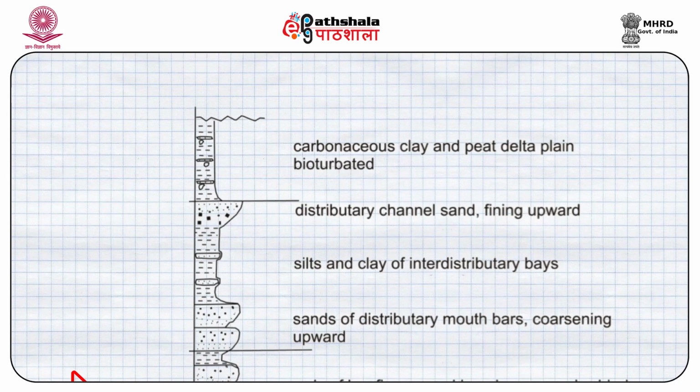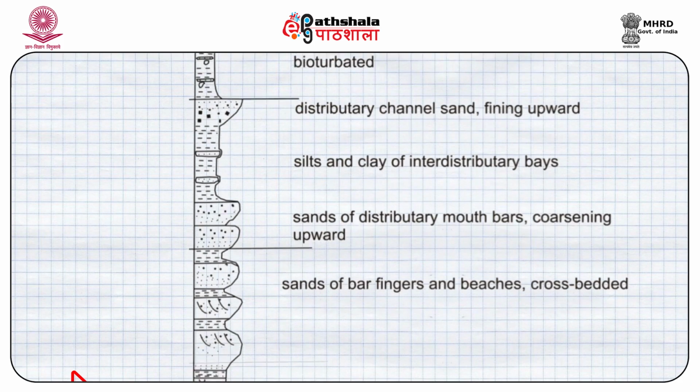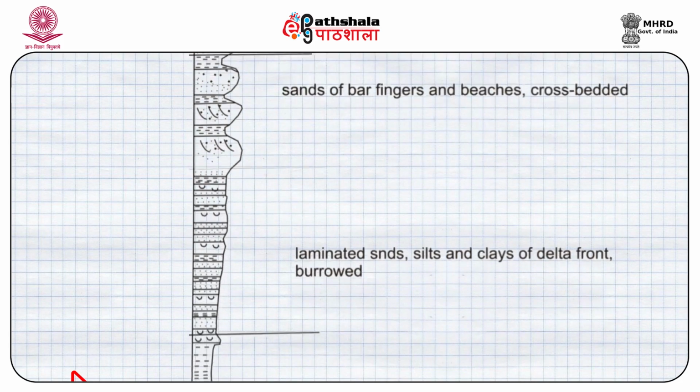So, the entire succession is basically a succession of coarsening and thickening upward from the pro delta to the delta plane. This simple pattern shows a thickening as well as a coarsening upward pattern. In this, the basal part will be the pro delta, which will be more shelly, and with some thin beds of sand that are the product of the high stages of the delta. It will be overlain by a delta front.